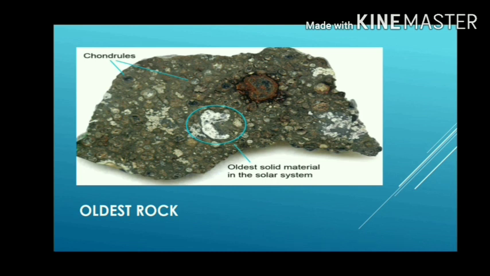These zircon crystals found in Australia have been dated to just 100 million years after Earth's formation, indicating that the planet's crust had solidified early on, with temperatures cool enough to allow the formation of early oceans.